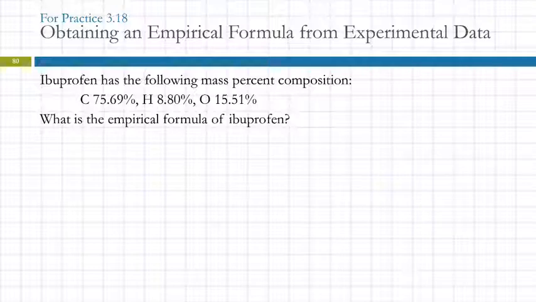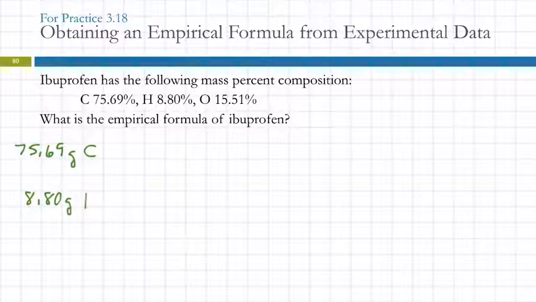Here we're given percent composition and asked to find the empirical formula. So they're not giving us masses. But if we choose to think about 100 grams of this, 100 grams will have 75.69 grams of carbon. So we can just take these numbers and write gram instead of percent, and we'll be good. So for carbon, we got 75.69 grams of carbon and 8.80 grams of hydrogen and 15.51 grams of oxygen. We need to convert these to moles.